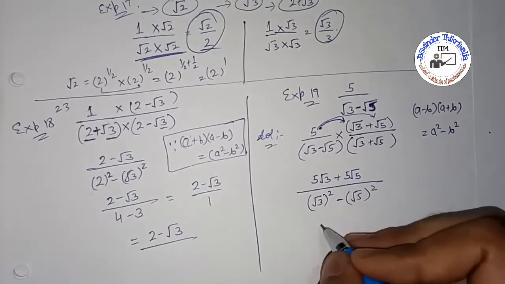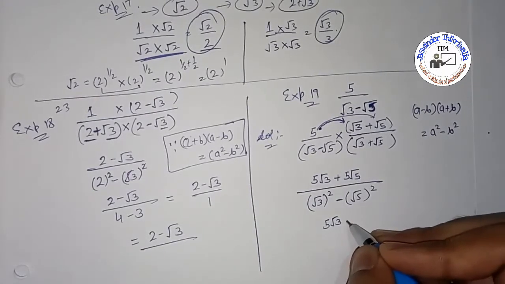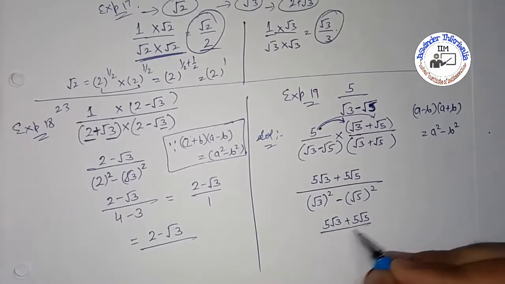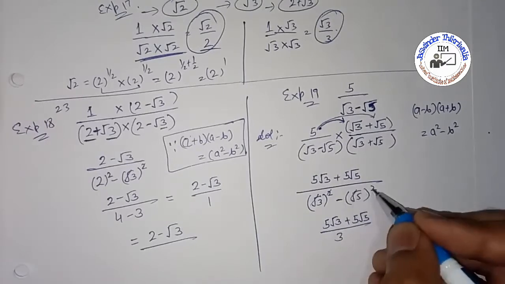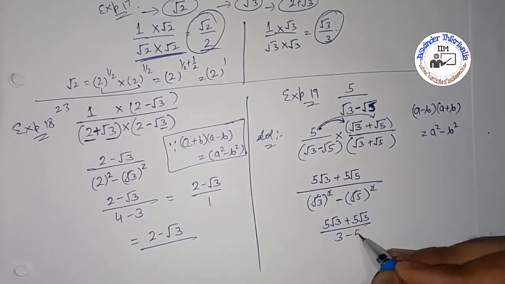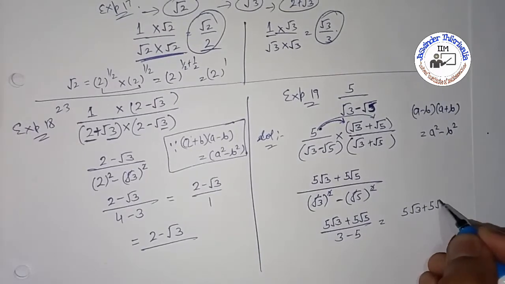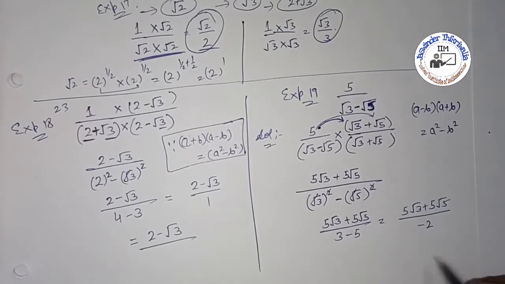So what will we get? We will get 5 root 3, okay, and then plus 5 root 5, and here the 3 root cancels with the 2, it will be 3, and the 5 root cancels with the 2, it will be minus 5. So in the denominator what will we get? In the denominator you will get minus 2. So now it's your answer.